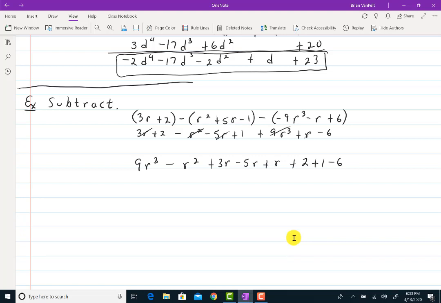So that gives us 9r cubed minus r squared. And now for just the r's, 3 minus 5 is negative 2, plus 1 more is negative 1. So I have negative 1r. And then to finish it off, 2 plus 1 minus 6 is negative 3.